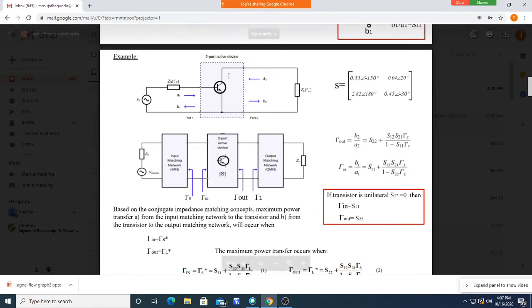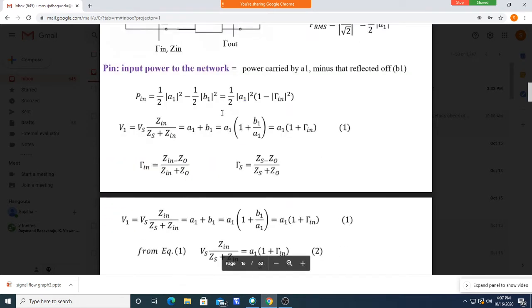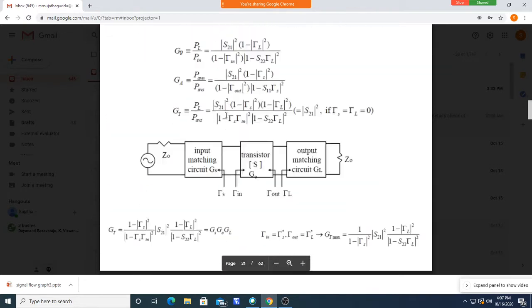Actually, for a given transistor, maybe FET, BJT or MOSFET, the transistor is represented by using an S matrix table. I will show you that. Here is a table.